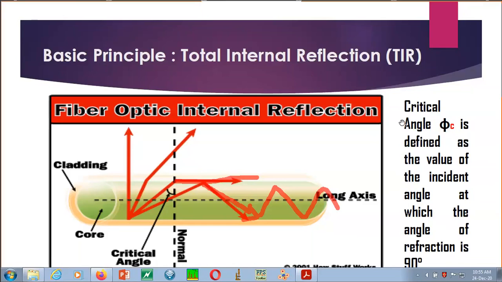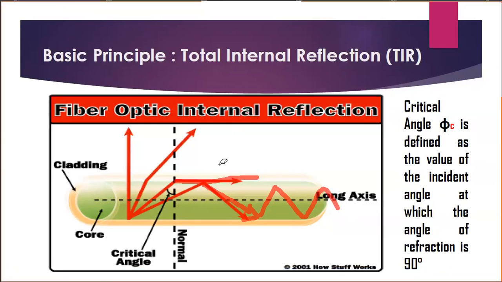Again, on the right hand side I have written carefully: critical angle is defined as the value of the incident angle at which the angle of refraction is 90-degree. If it is 90-degree then it will be parallel, but if it is more than that, then of course you will see that light is passing on through the optical fiber. That's the general principle we already know.